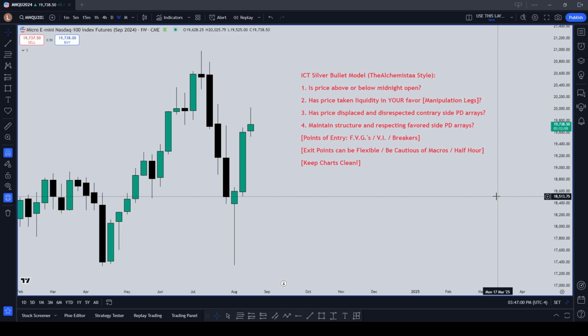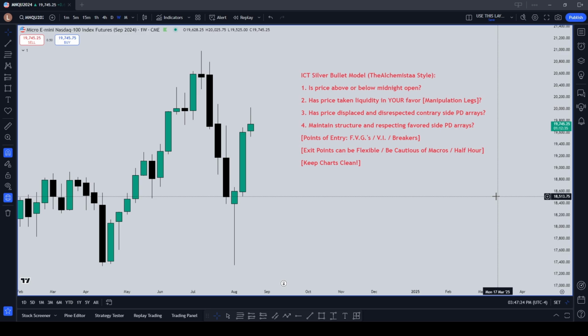But mainly the silver bullet model is going to be from that 10 to 11 a.m. session. We also have the 2 to 3 p.m. session. Ideally, this model is specifically for that morning session. If you didn't get anything in that morning session, look for something in the afternoon, but it's still based on the rules we have stated above. So it's really important you check that out. And I'll also be implementing the final hour macro as well, just in case.